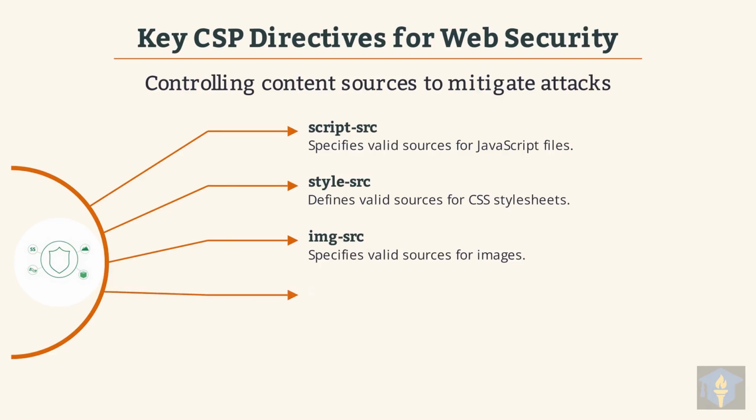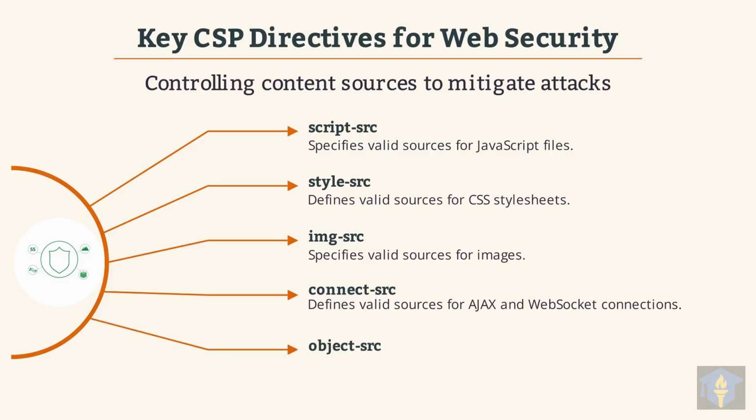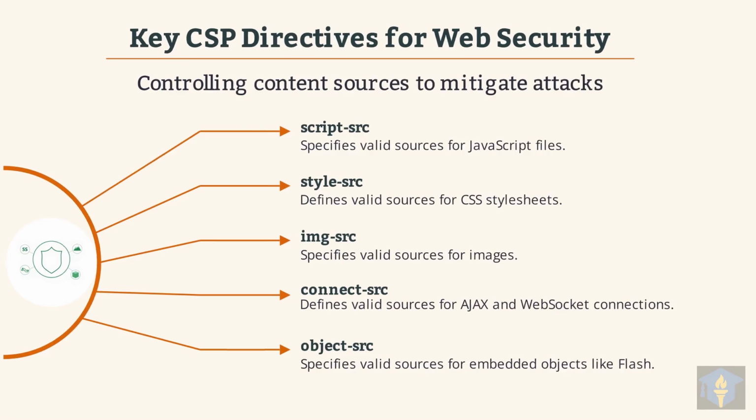For network connections, we use ConnectSRC, which manages data fetching. This directive defines the valid sources for AJAX requests and WebSocket connections, enhancing data security. Finally, ObjectSRC is used for managing embedded content within your web application. It specifies all the valid sources for embedded objects, such as Flash or other plugin-based content.